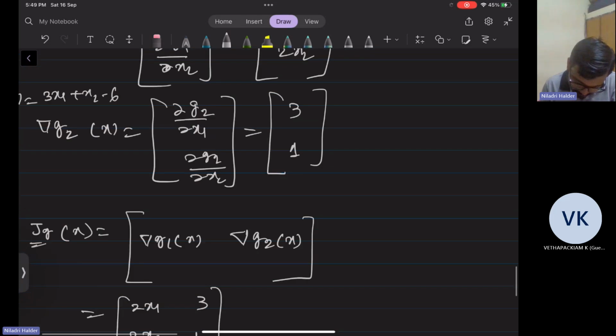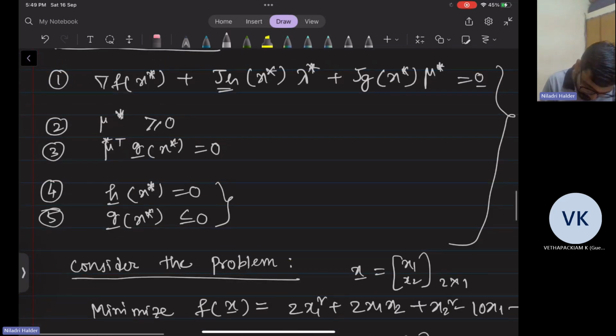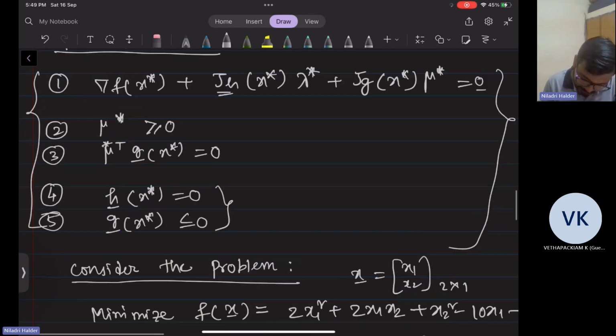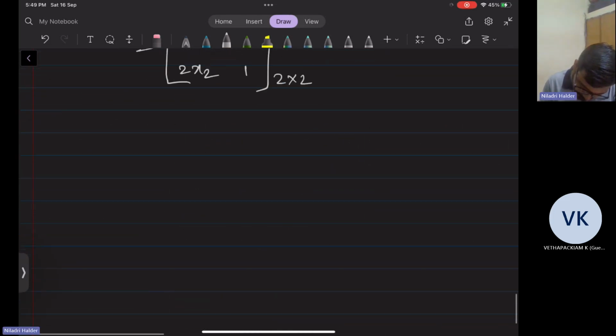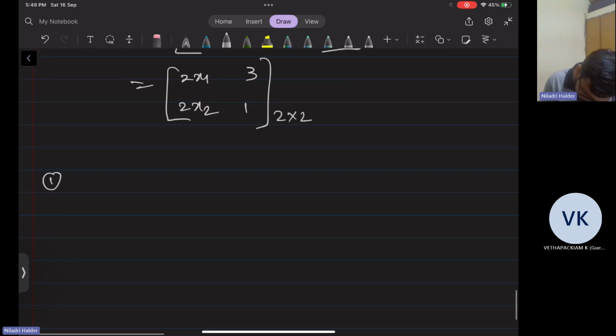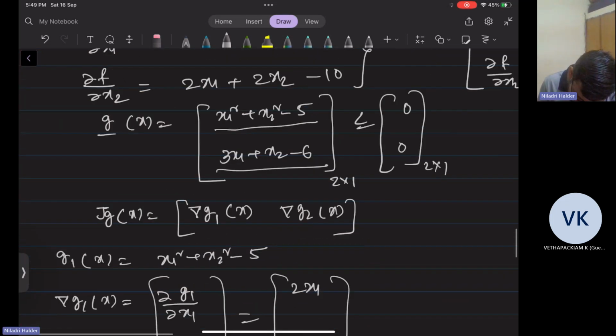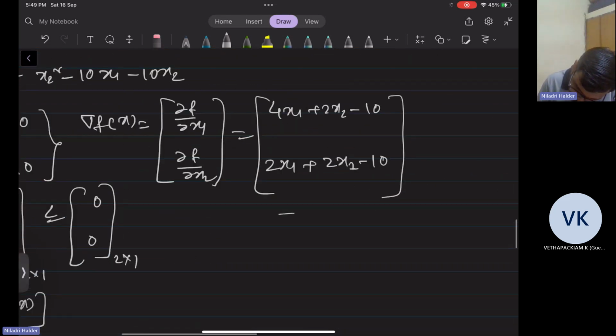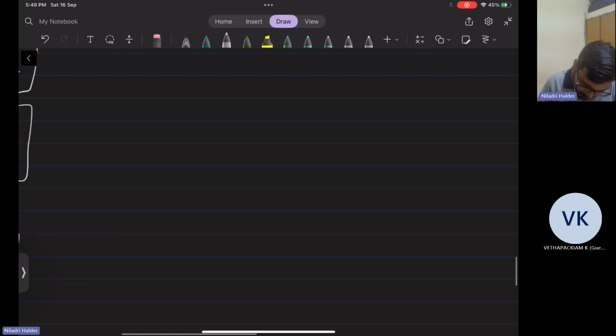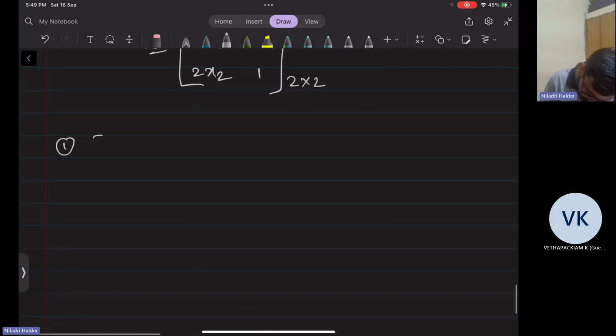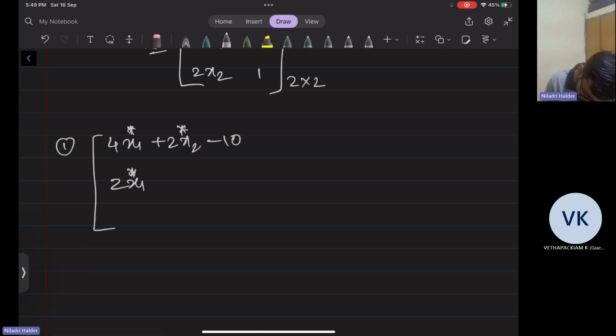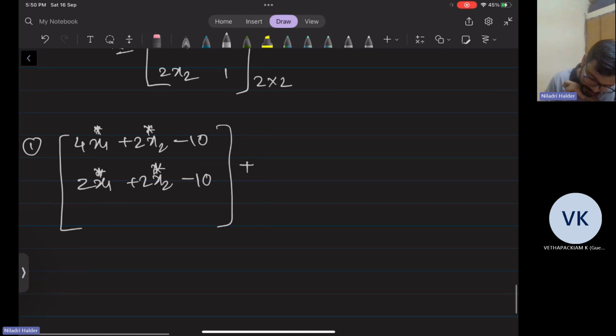Now we'll put the 5 equations. We'll just use these 5 equations. So first one, gradient of f of x star. That is this thing. So 4x1 star plus 2x2 star minus 10, 2x1 star plus 2x2 star minus 10 is the gradient of f of x star, plus del Jg.